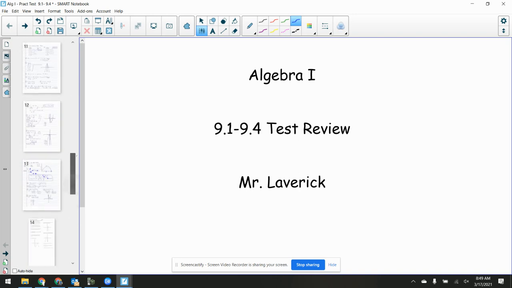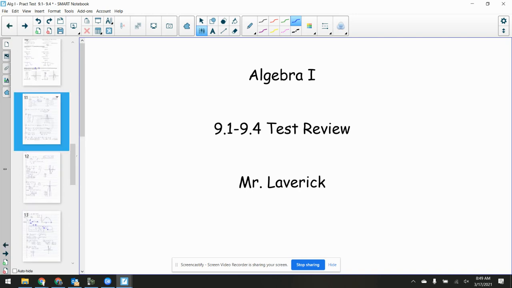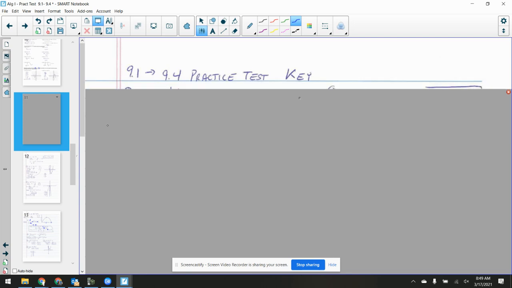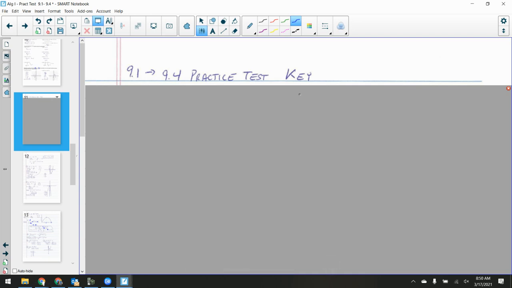Actually, you know what? I think I have an answer key up here. So as we go through, I am going to show the answer key up on the board for you guys following along at home. All right, so the correct answer is no. Good, no, that is not quadratic because the second differences are not constant.